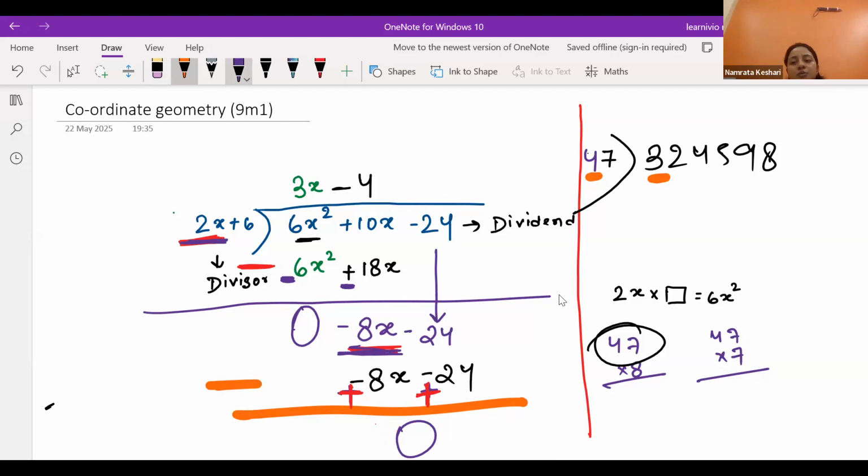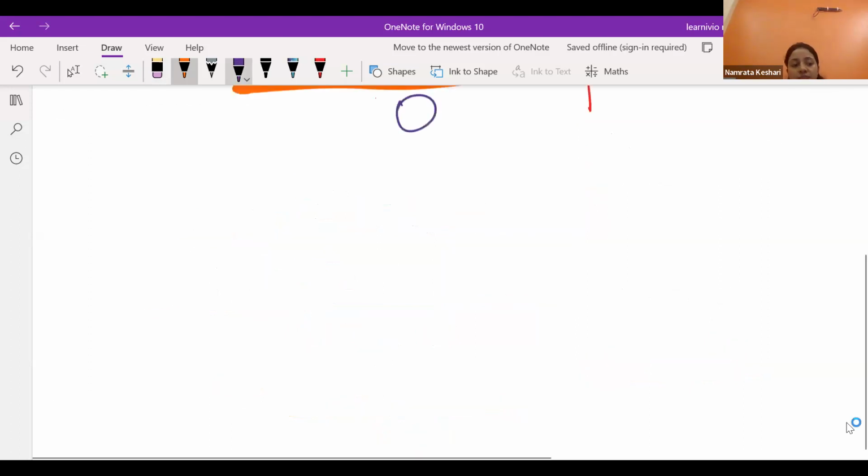This is how you need to do the division of polynomials, exactly the same way. One more question and then coordinate geometry. Coordinate geometry is such a simple chapter. You will be able to understand quickly.